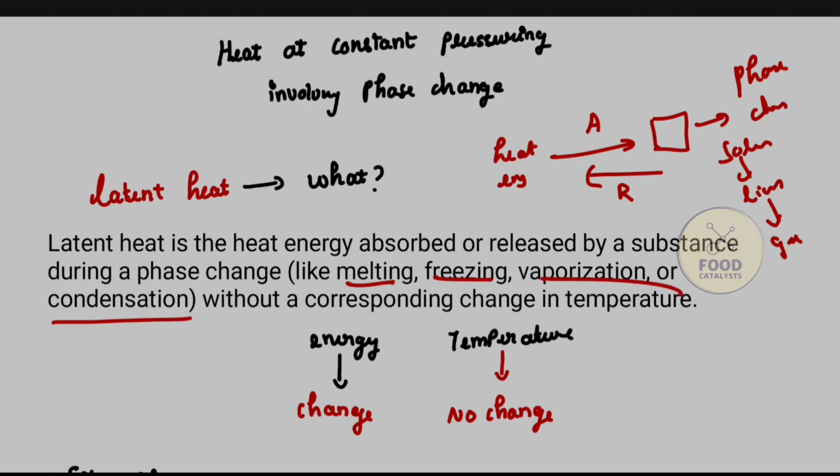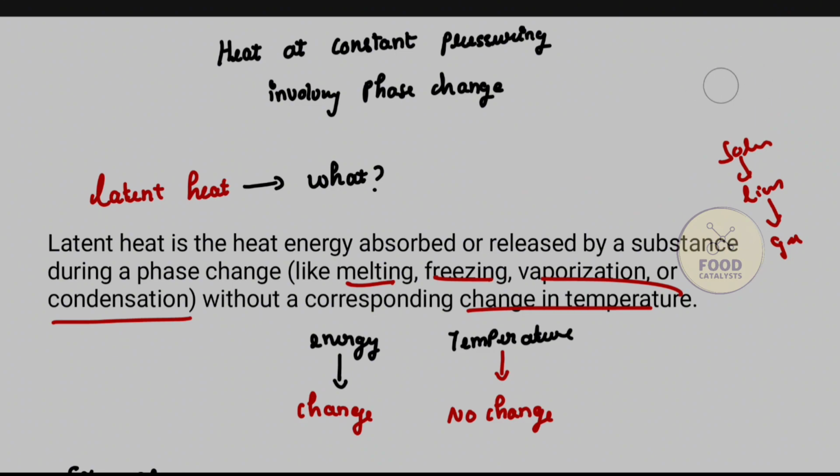Okay, this is the important point: without a corresponding change in the temperature. Which means the heat is actually being lost and gained, but the system temperature remains constant. For example, the temperature remains the same at 30 degrees Celsius, but the phase is changing from solid to liquid to gas. You might be wondering how that is possible, right? Let me tell you this example.